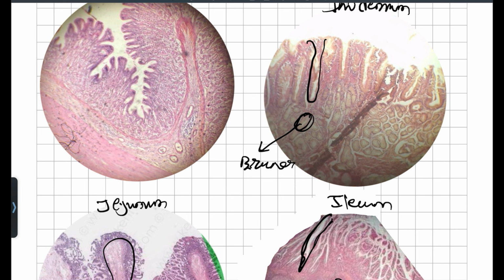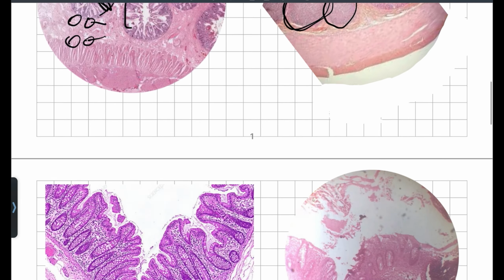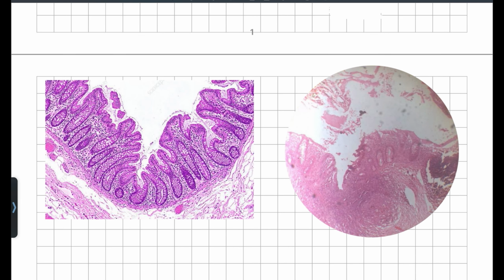The deep crypts are present only in the small intestine. Next, to identify the large intestine, we need to see the goblet cell content, which will be more. So we can see here we have a lot of goblet cells which appear as light colored cells. So these are the goblet cells, and the projections are also not that deep, only superficially present, such as in the stomach, and it has more goblet cells. So this will give us a clue of a large intestine. So it is a slide of a colon.